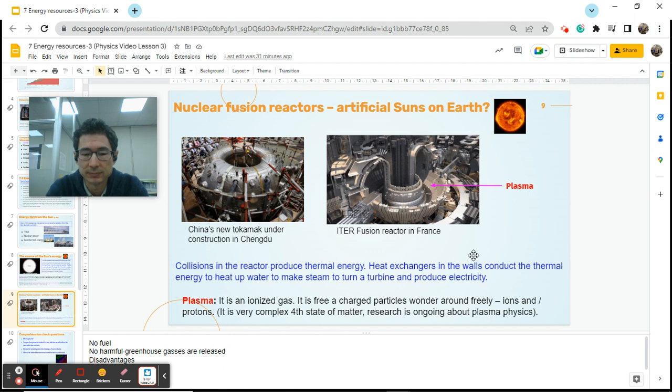All right, so those are some examples of plasma. A lot of matter in the universe is in the form of plasma, but on Earth it is not. That's okay.